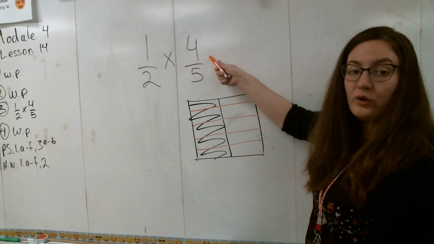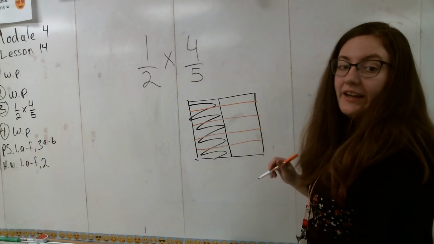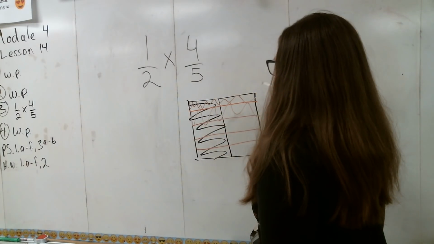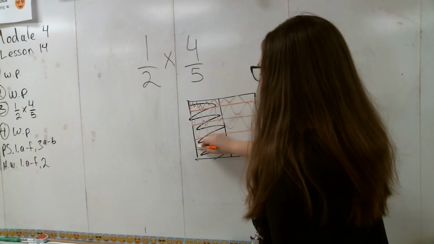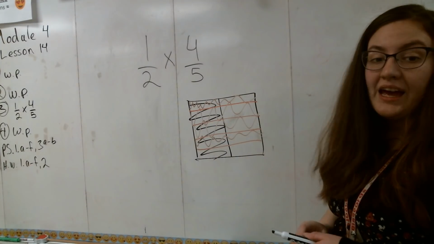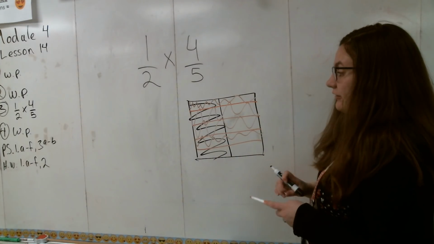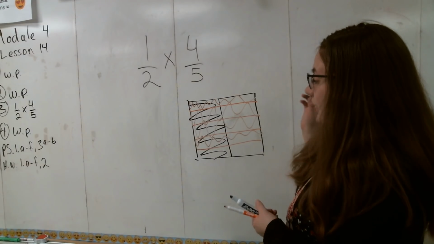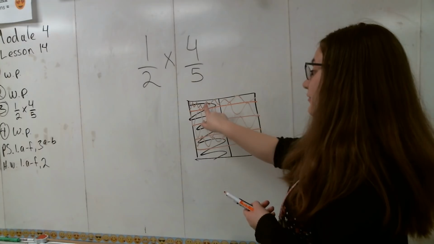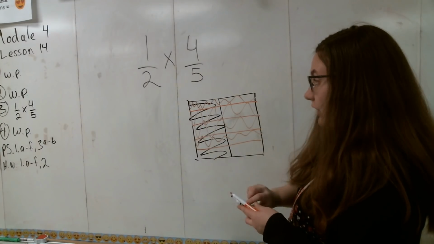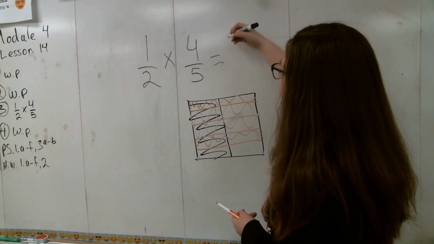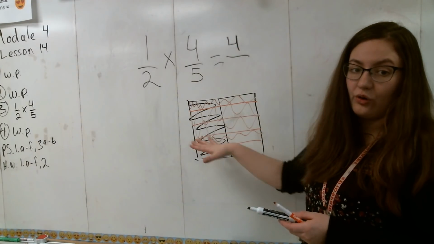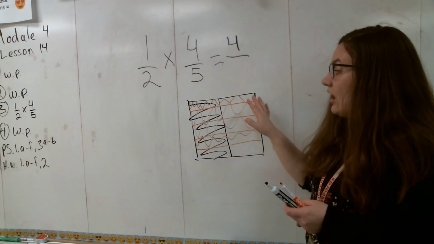And since I have 4 in my numerator, that means I need to shade in 4 of these spots. So I'll shade in 1, 2, 3, and 4. And then I'll get my answer from this. So I have to figure out which boxes have both of the colors in it. So I have 1, 2, 3, and 4. So my numerator will be 4, and then my denominator is the total amount of boxes in my area model.